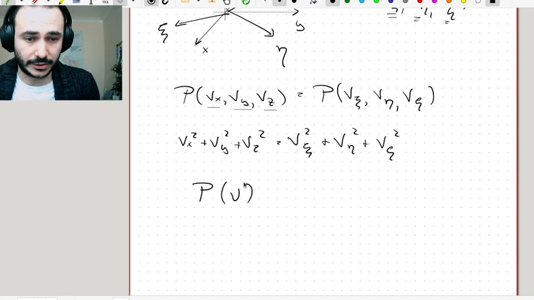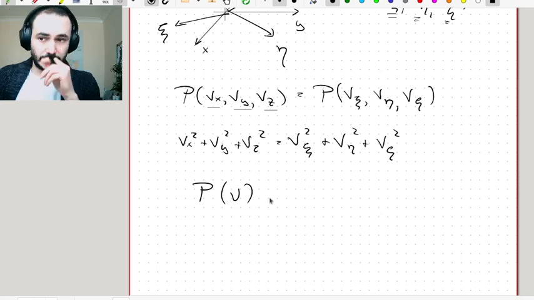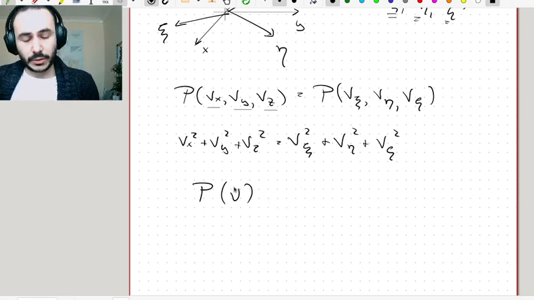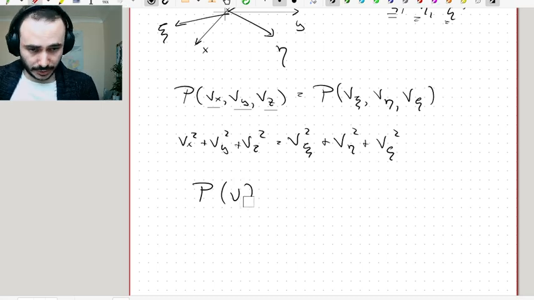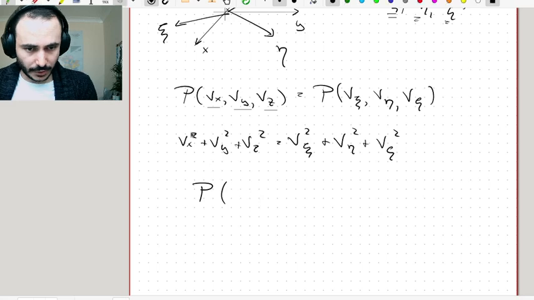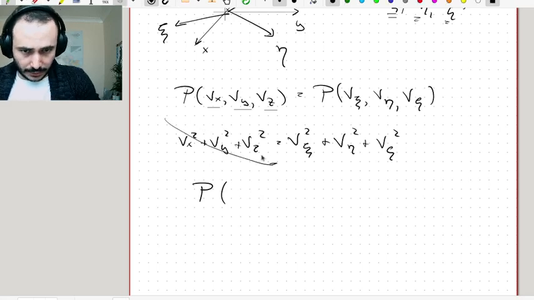So let me just write out the explicit formula for this probability distribution. One important consequence of the fact that the probability distribution depends only on the modulus is, if you like, I can just write it out explicitly like this.